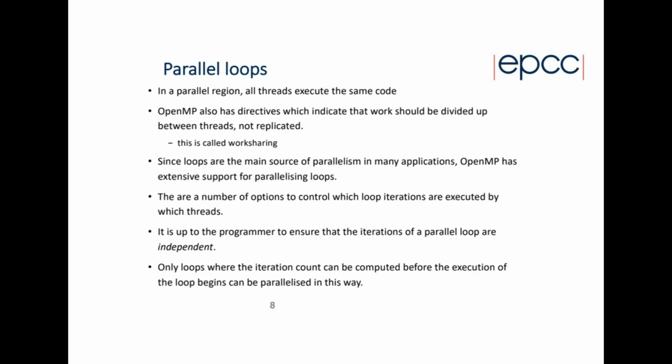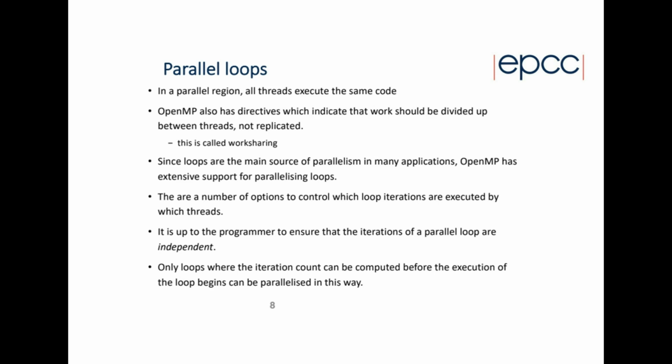Okay, so parallel loops. It might have occurred to you that this parallel region thing isn't actually terribly helpful because, if all the threads are executing the same code, then how do I actually do anything useful? Well, that's a good point. One thing you can do is, as I said before, every thread has its own number, its own thread ID. So inside a parallel region, threads can choose to do different things based on their ID. But that style of coding is actually relatively rare.